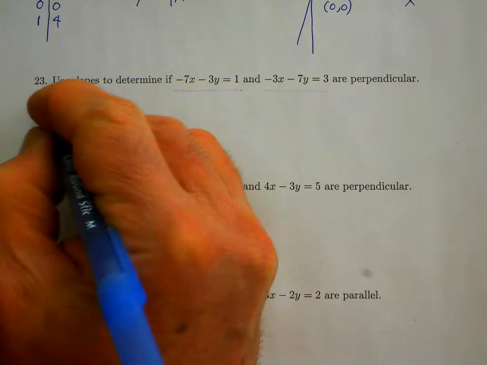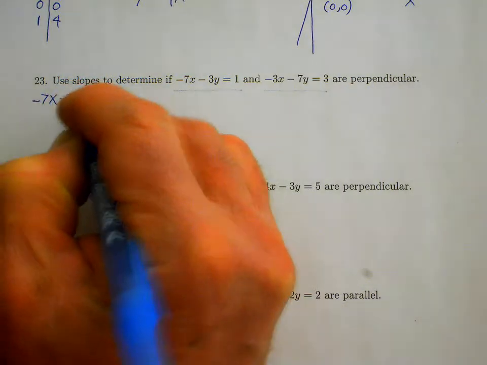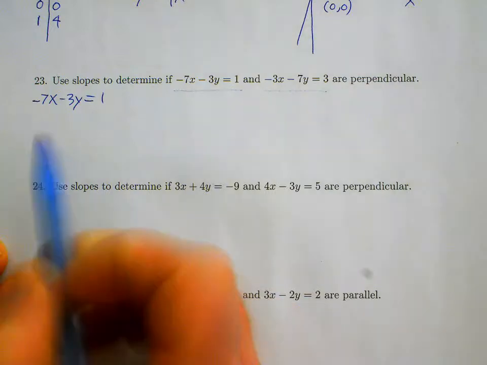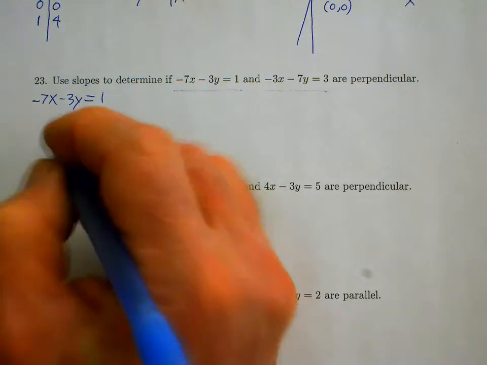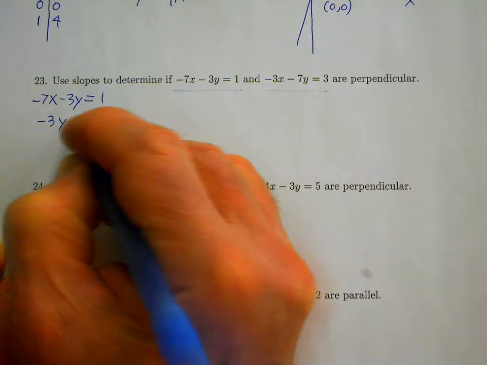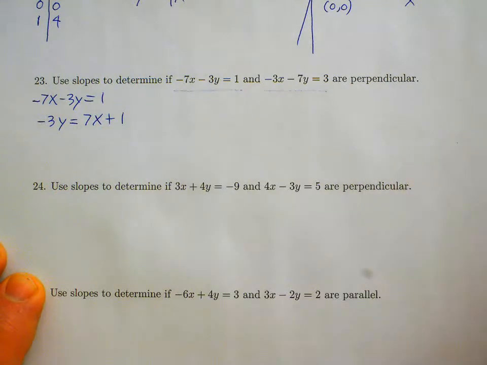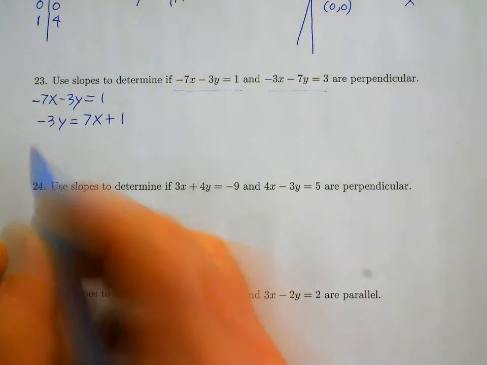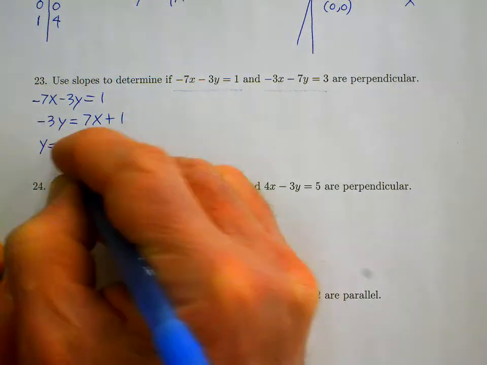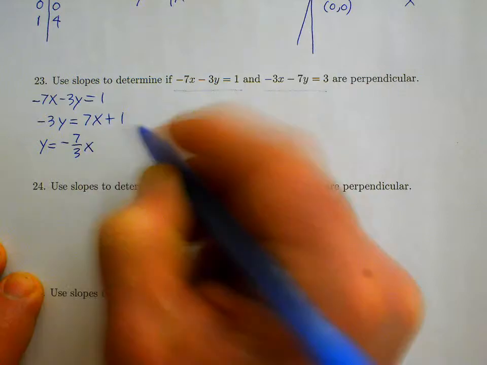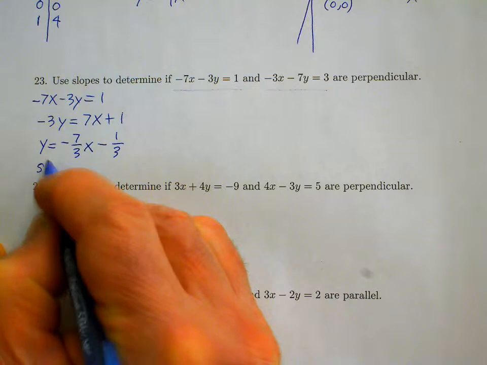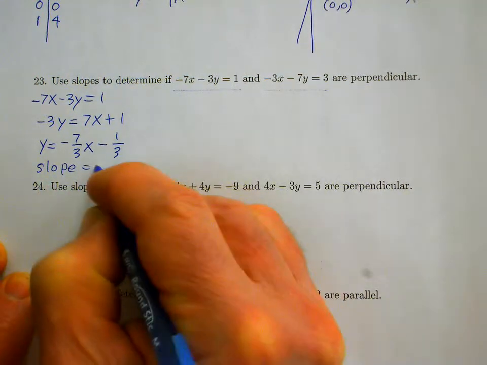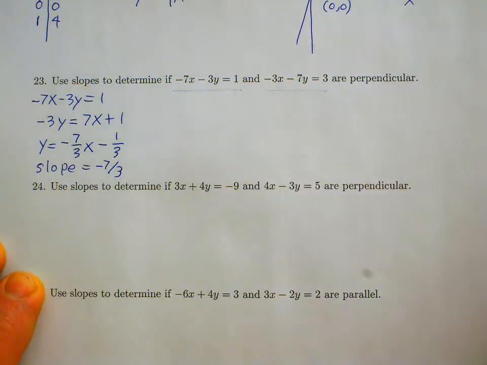So for this equation on the left, negative 7x minus 3y equals 1, we'll solve this equation for y, which means we'll have it in slope-intercept form. So begin by adding 7x to both sides, so we get negative 3y equals 7x plus 1. Then divide every term on both sides by negative 3, we get y equals negative 7/3 x minus 1/3. And we can see that the slope of this line is negative 7/3.